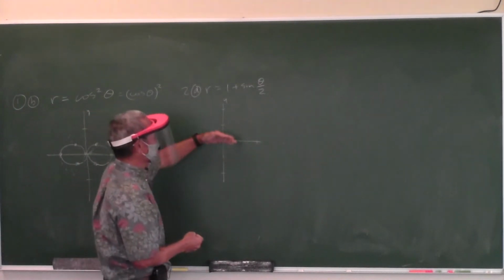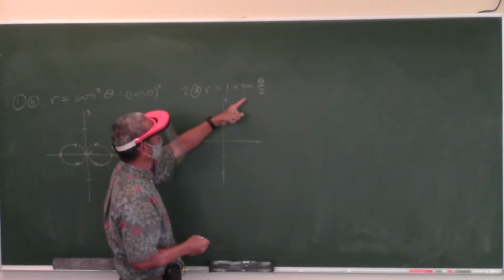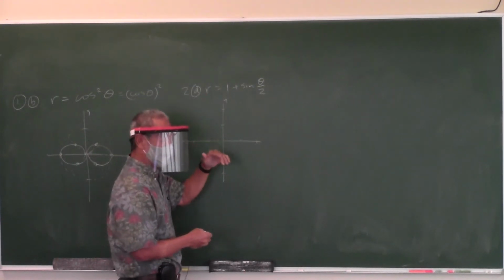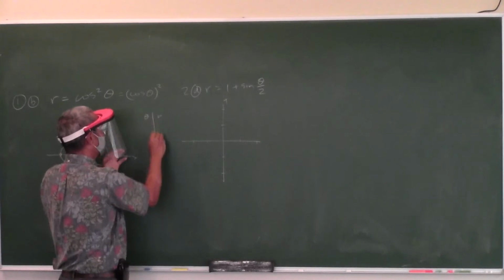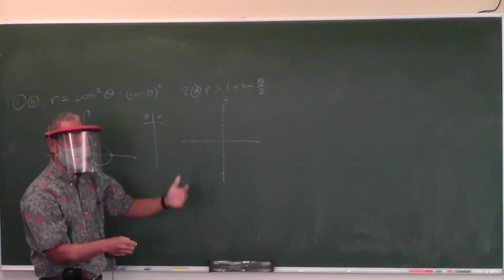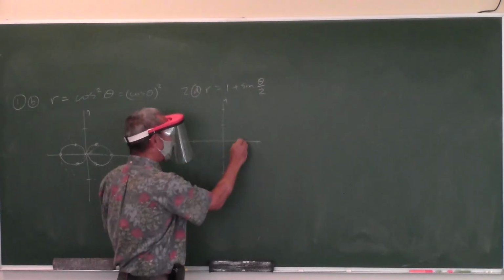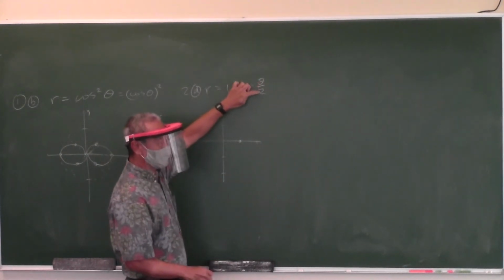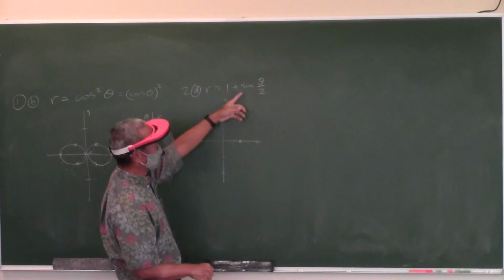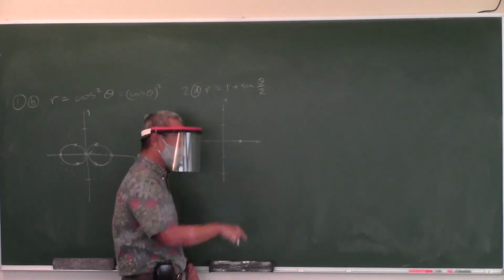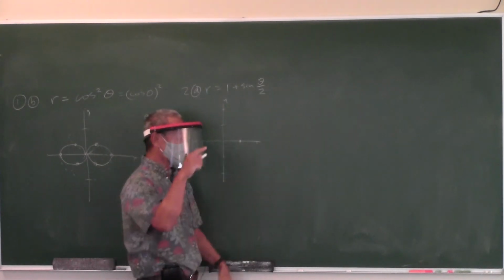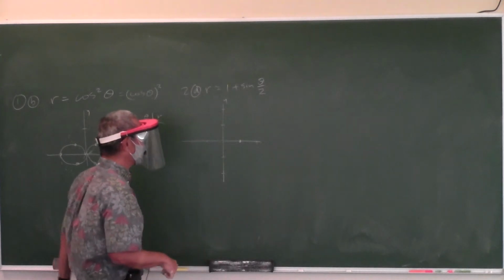Okay, let's see if we can do this. Plug in 0. What does R come out to? Basically, you're making a chart, but you're just doing it in your head. Okay, I think we can do that. 0. R is 1, right? Because 0 over 2 is 0. Sine of 0 is 0. 1 plus 0 equals 1. Hopefully that can be done in your head.